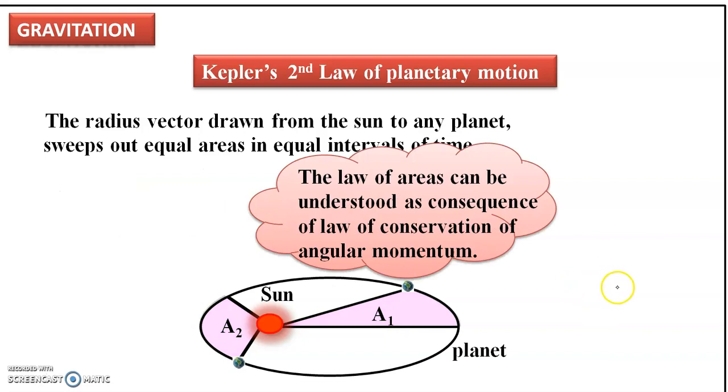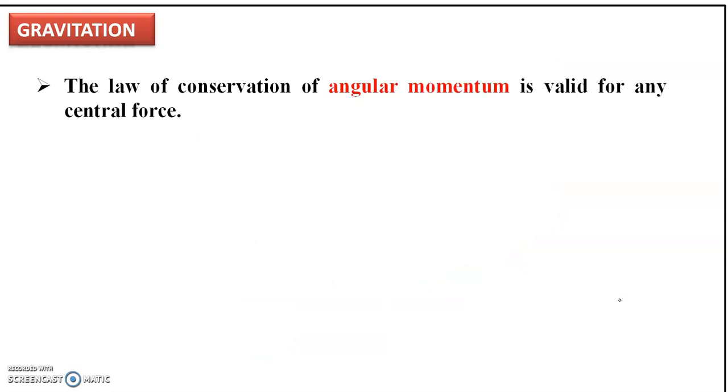This law of areas can be understood as a consequence of the law of conservation of angular momentum. The law of conservation of angular momentum is valid for central forces. What are central forces? One example of a central force is the gravitational force. Here also, between the earth and the sun, or planet and the sun, the gravitational force is one kind of central force.